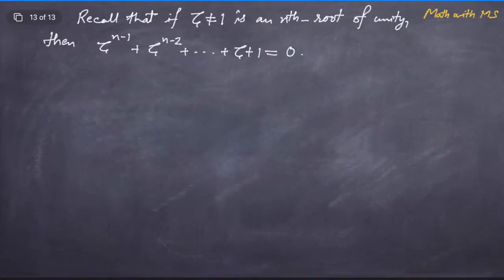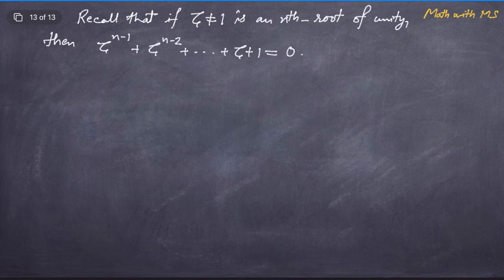Recall that if zeta not equal to 1 is an nth root of unity, then we have this identity, that is zeta to power n minus 1 plus zeta to power n minus 2 plus so on plus zeta plus 1 equal to 0. This follows because zeta to the power n is 1, being nth root of unity. Therefore 0 is same as zeta to power n minus 1, which can be written as zeta minus 1 times zeta to the power of n minus 1 plus zeta to the power n minus 2 plus so on plus zeta plus 1. But zeta minus 1 is non-zero, therefore you have this identity.